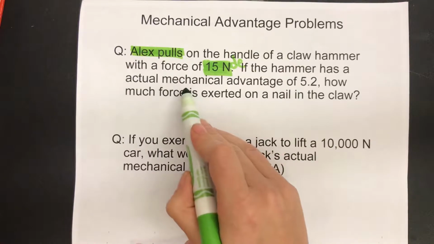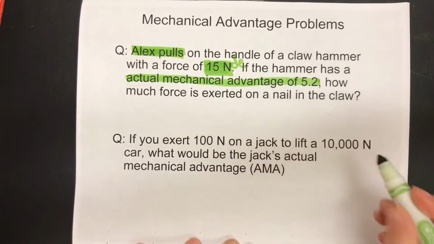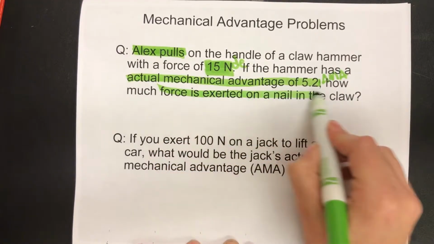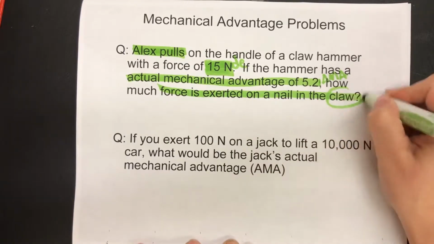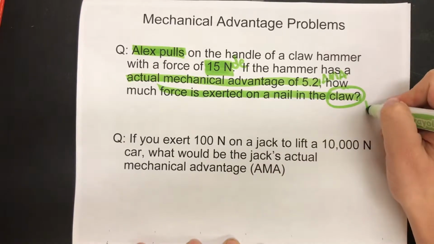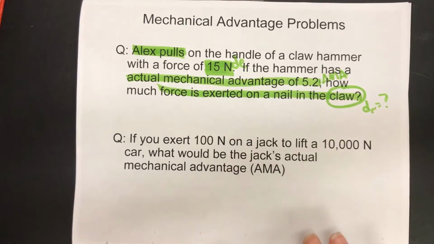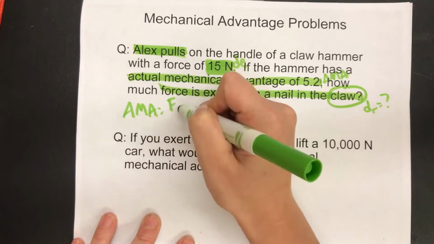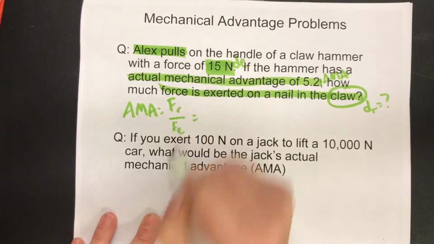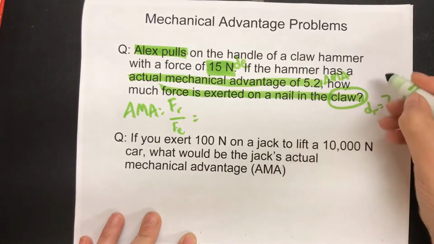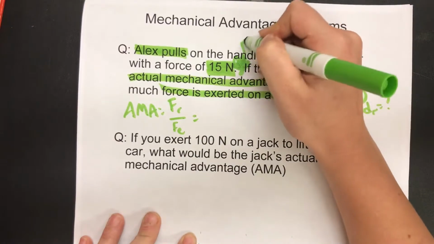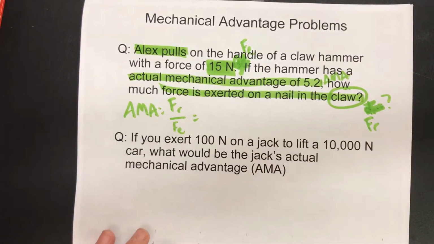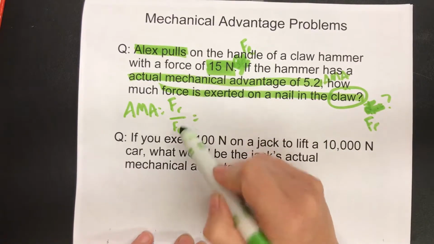If the hammer has an actual mechanical advantage of 5.2, that means 5.2 is your AMA. And it's asking how much force is exerted on the nail in the claw. So it's asking about the claw, which is the machine. So you're looking for the FR. Again, your formula is AMA equals FR over FE. This is FE and this is FR because we're looking at forces this time, not distance.